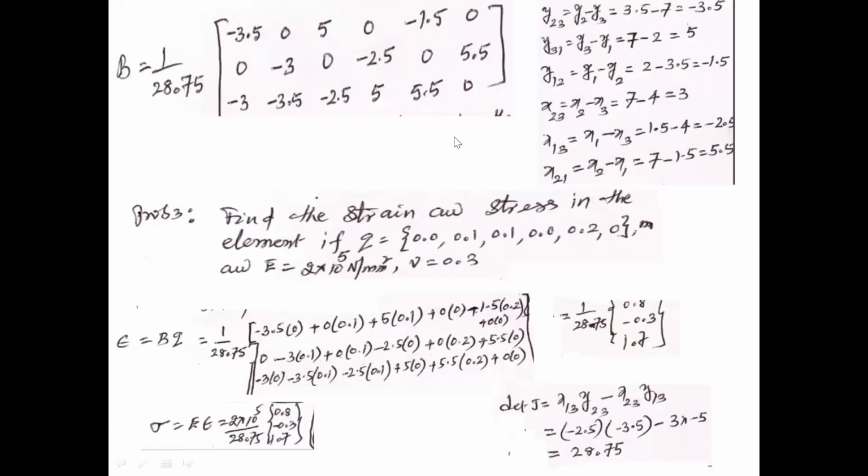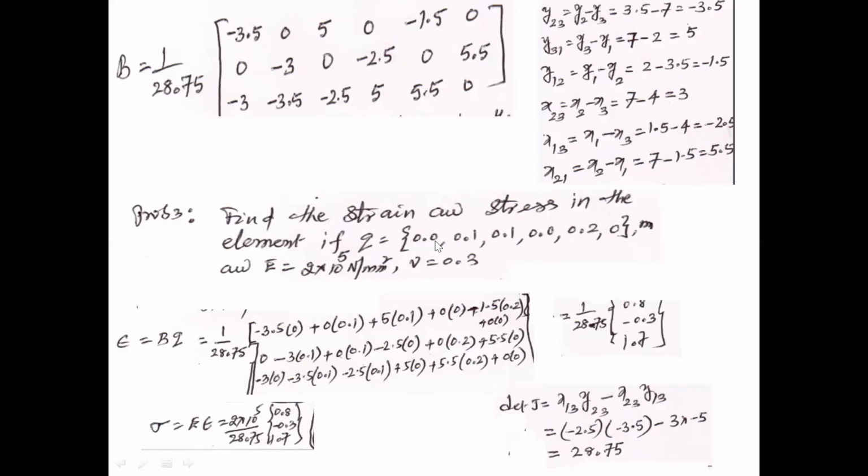Now you can substitute those coordinates and the differences of those, and you can calculate det J, which is x13 y23 minus x23 y13. You are getting 28.75. This is twice the area. So 1 by det J you can write, and all the coordinate differences we have here are substituted there. We get the B matrix. Then we can have problem 3: find the strain and stress in the element if the displacement vector is given.